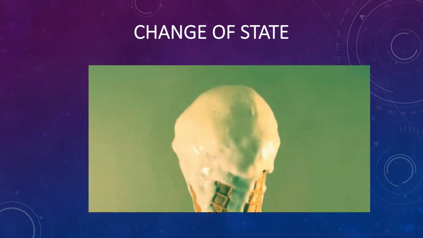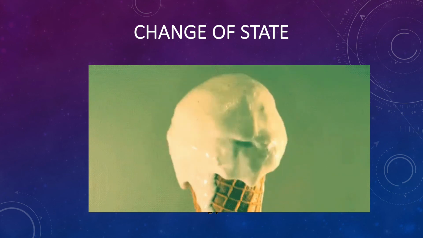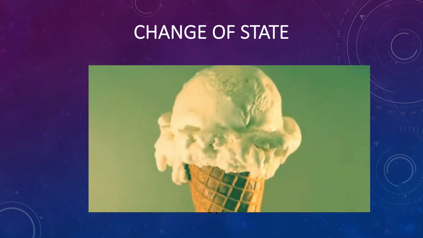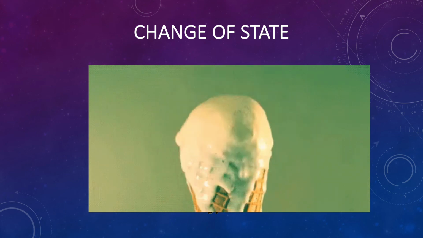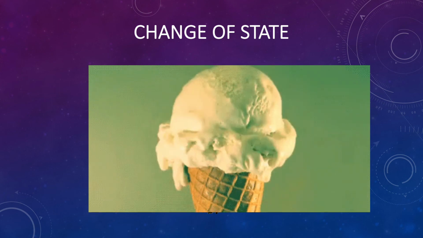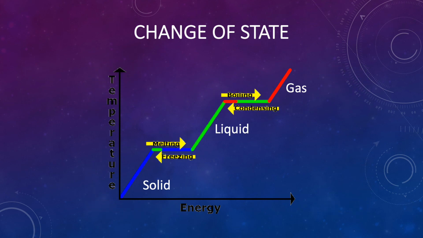A substance can change state usually when heated or cooled. For example, the ice cream here is melting down to liquid as it is taken out from the freezer because it absorbs energy. There are three states of matter: solid, liquid and gas. This plot shows how temperature changes as the energy increases. The direction of the moving arrows shows whether the energy is absorbed or released in each process.